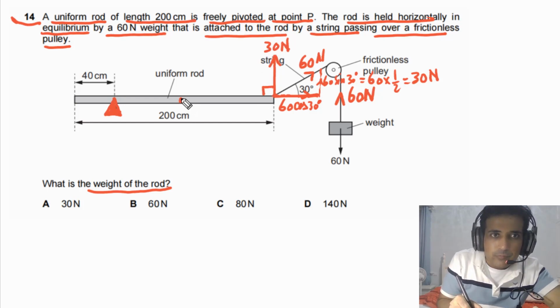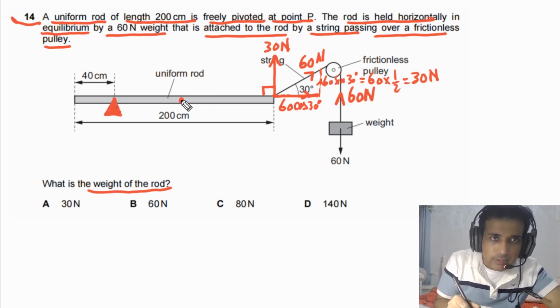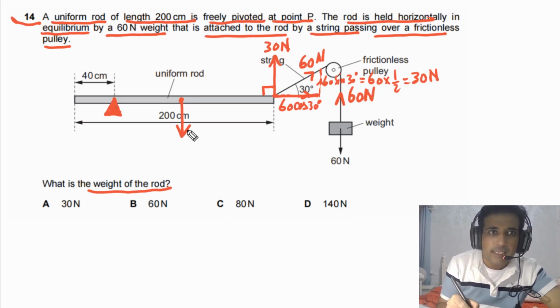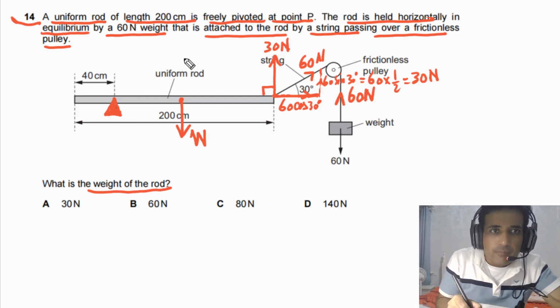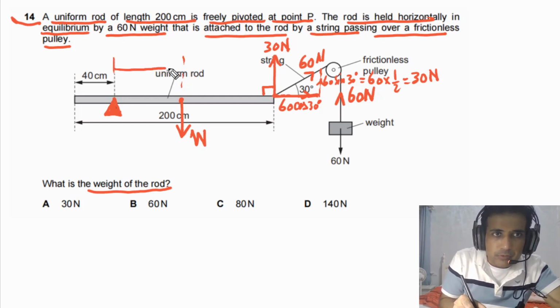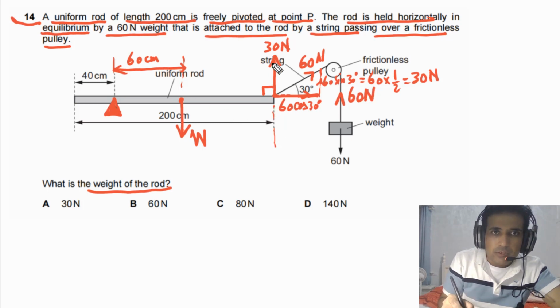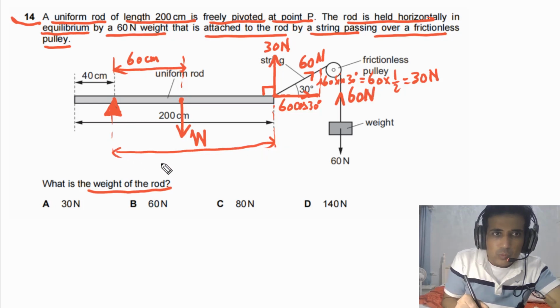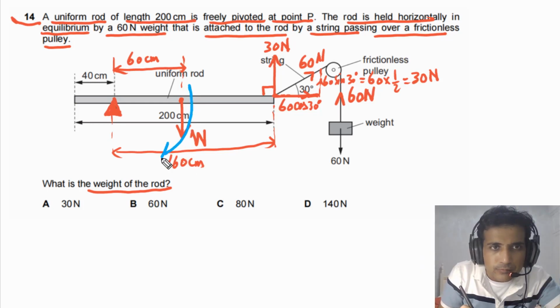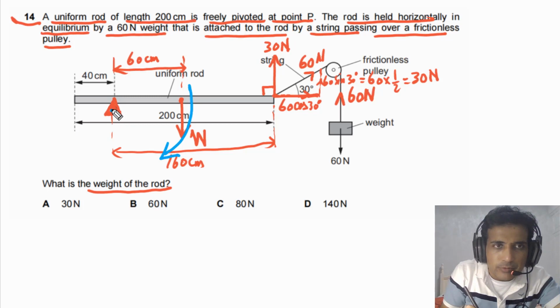We need to find out where the weight is acting. For this question, it is given to us that the rod is uniform. So it simply means that the weight of this rod is acting at its midpoint. So the weight is acting here, and this is what we need to find out. Now we can find out the distance between the pivot and the weight. The distance between the pivot and the weight will be 60 centimeters, and the distance between this component of tension and the pivot will be equal to 160 centimeters.